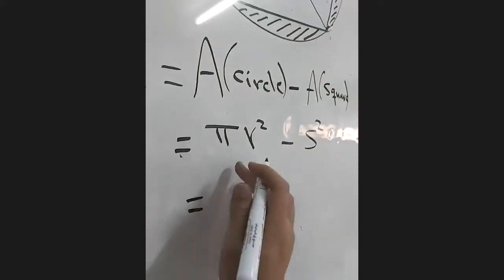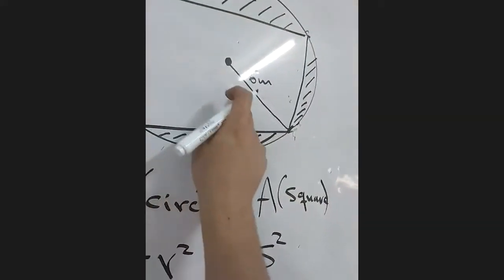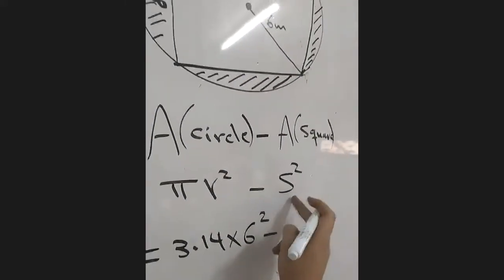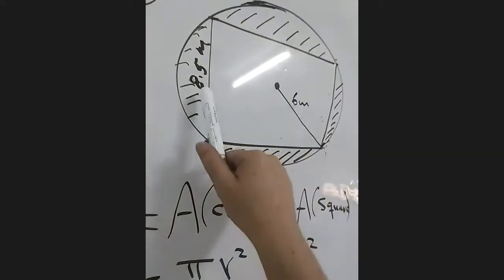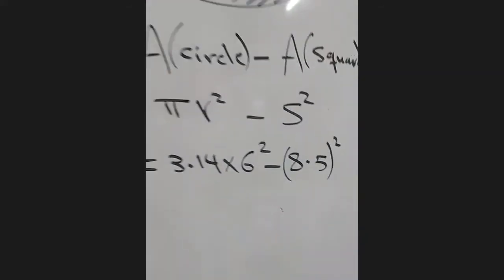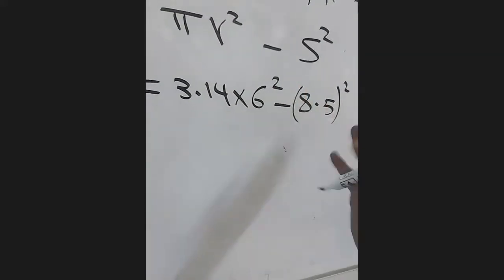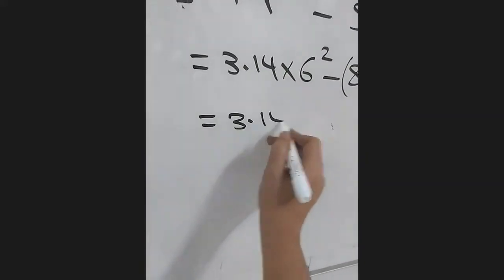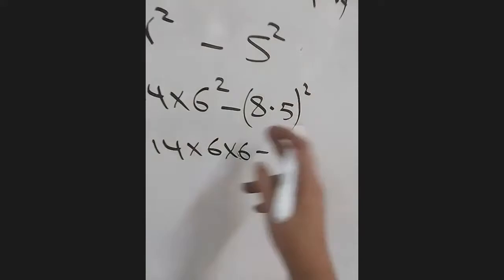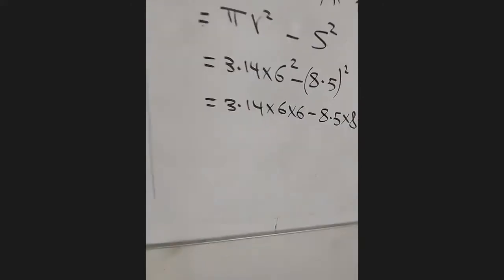So this is equal. The pi, we know it, 3.14. The r given, the radius is 6, so 6 to the power 2, minus the side length of the square, 8.5 to the power 2. Now let's decompose these powers. This will be 3.14 multiply 6 power 2, which is 6 times 6, minus 8.5 to the power 2, which means 8.5 multiply 8.5, right?